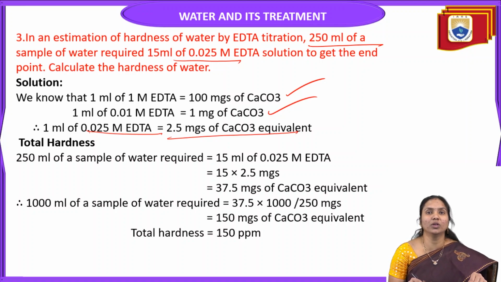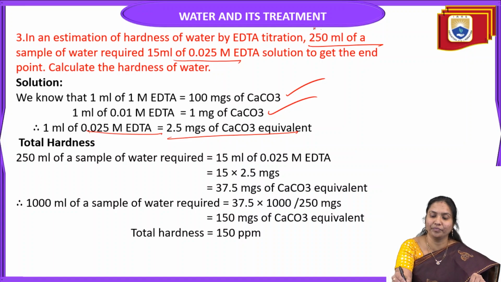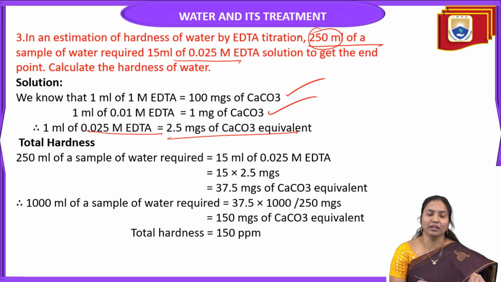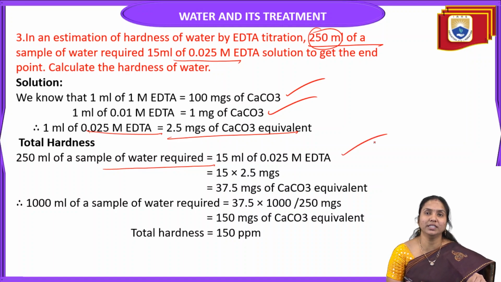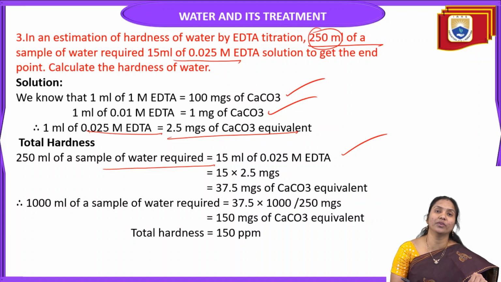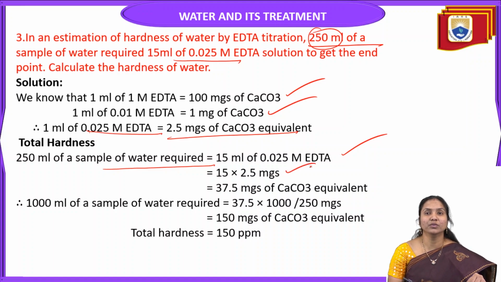So now you can calculate the total hardness of the given water sample. The volume of the water sample is 250 ml. So 250 ml of sample water required 15 ml of 0.025 M EDTA, which is equal to 15 into 2.5 milligrams. So it's equal to 37.5 milligrams of calcium carbonate equivalent. So 250 ml of sample water required 37.5 milligrams of calcium carbonate equivalent.